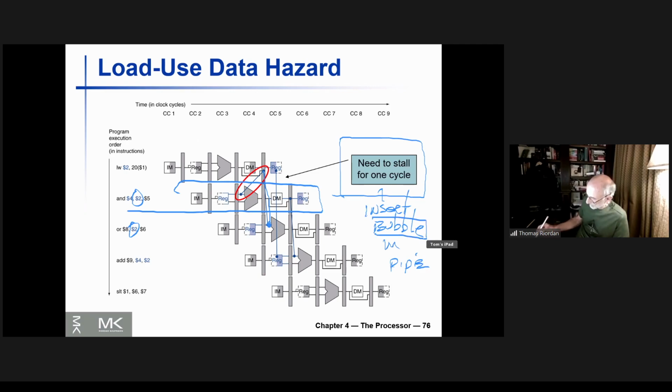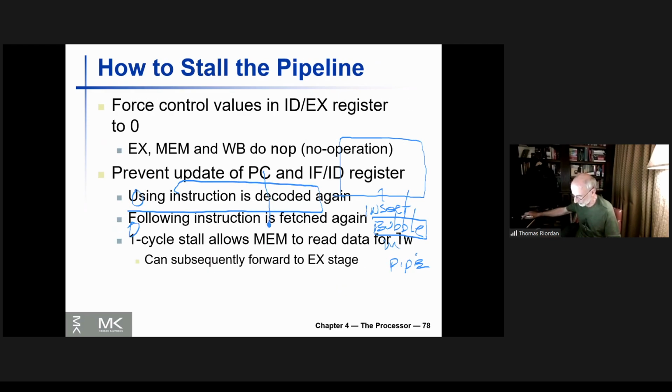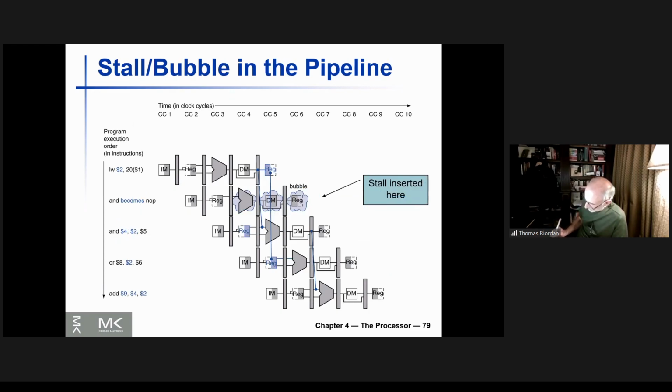And so that's what we'll see on the next slide here. Go to the picture and we'll come back to the ugly equations. So the and becomes a no-op. So that's our bubble. So bubble or stall, whichever you like.